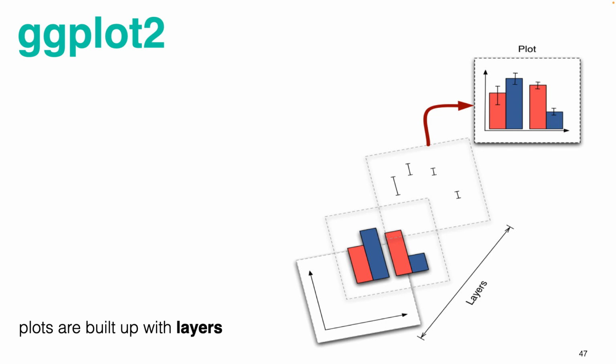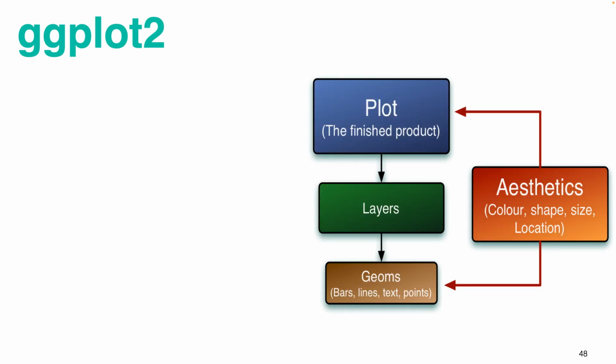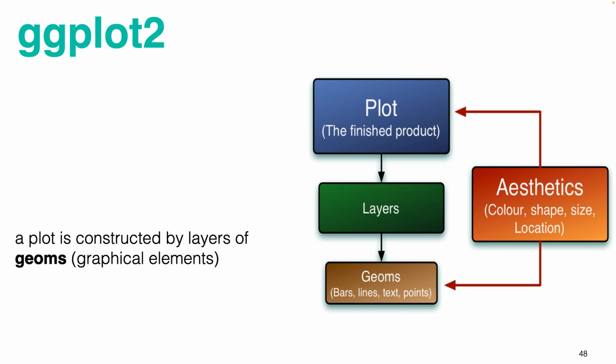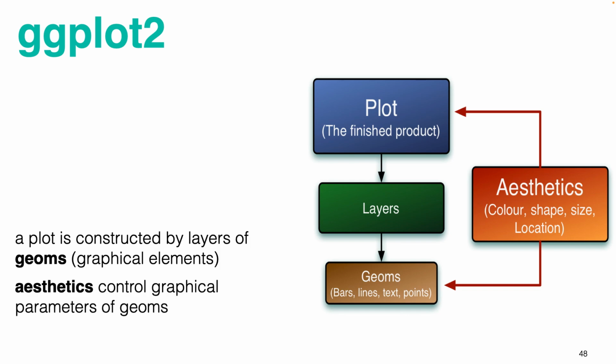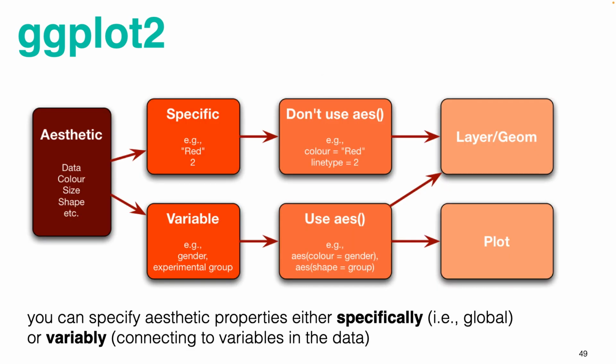Plots are built up with layers. Okay. The idea is you've got your plot, you've got different layers on top of it. These could be different marks or different kind of aspects of the plot. And then those contain geoms. Those are the actual things that appear that your visual system sees. And aesthetics is kind of this object that governs how the data maps to the geoms. Okay? So a plot is constructed by layers of geoms. Aesthetics control graphical parameters of these things.